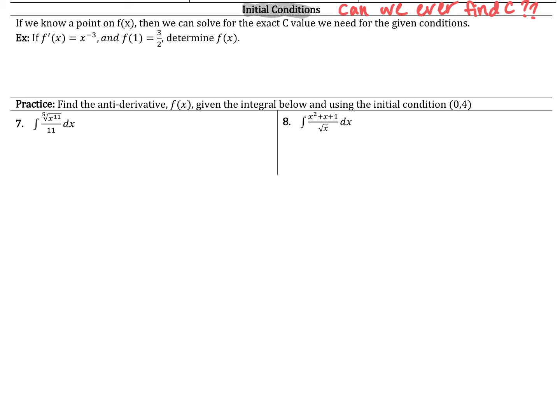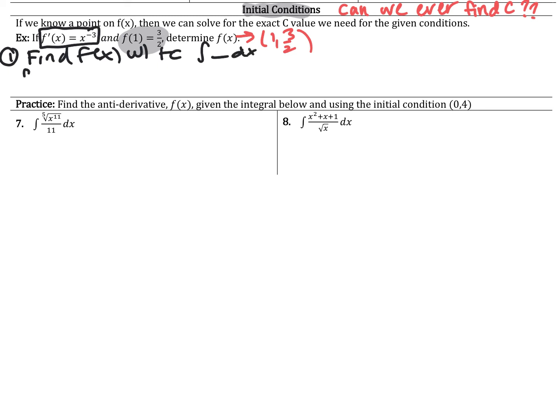So an initial condition just means that we're given an ordered pair, or we're given a value of the function at a particular place. With that information, we could then actually calculate what the c value is after we find the antiderivative. So let's go ahead and look at some examples. If we know the point 1, 3 over 2 is on the function f of x, then after we find the function in terms of plus c, we can plug in that point to find it. So the very first thing that we need to do is find the function with plus c, meaning we need to integrate.